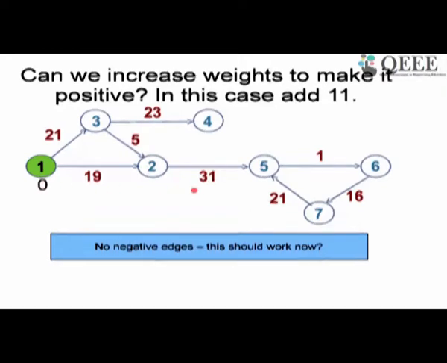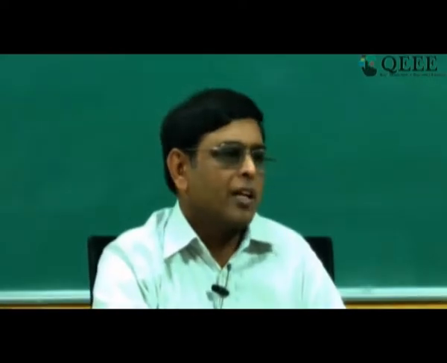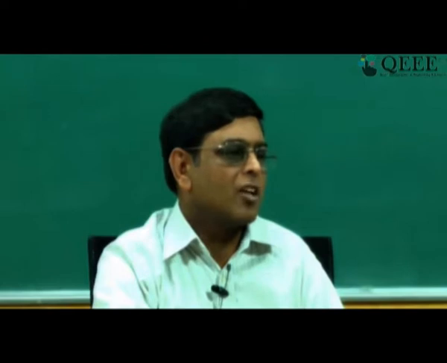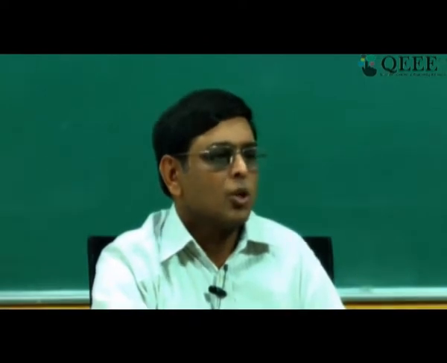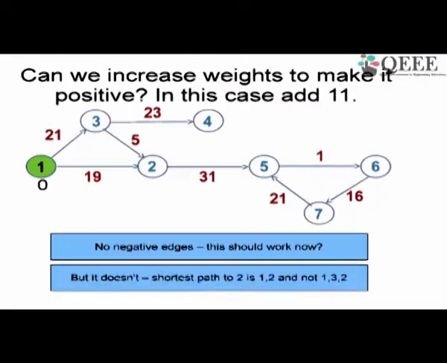Of course, it will find the shortest path in this. But is this the shortest path in the original graph? That's the question we are asking. All right, let me answer this question because I'm not hearing it from any of you. Let me answer this question myself.